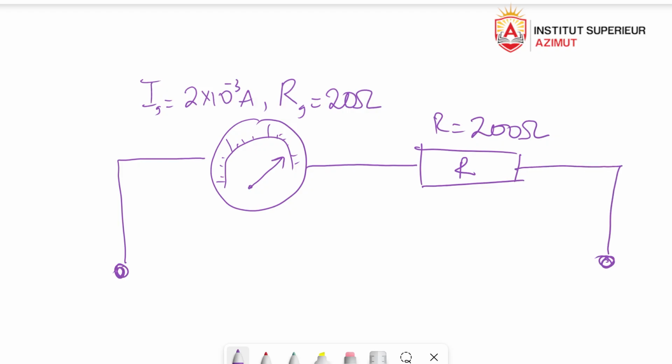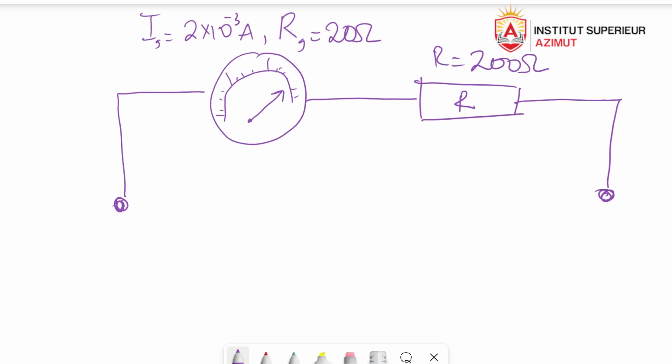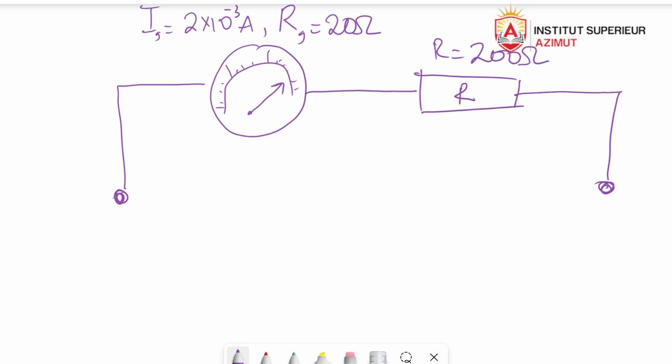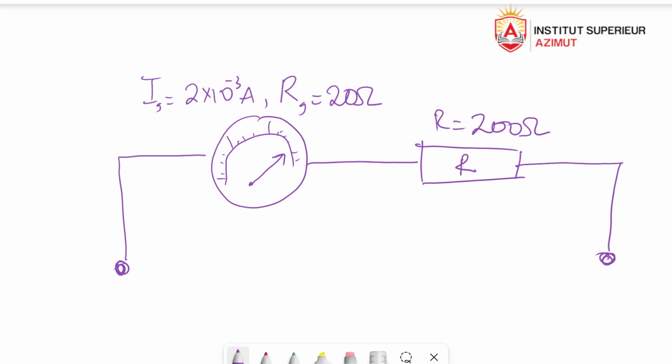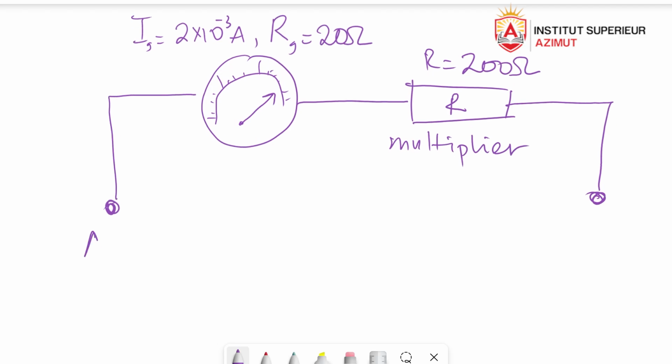There are two questions actually. So what is the use of such a setup? So this setup is used to convert a galvanometer into a voltmeter, and this resistor here is called a multiplier. Now, what the question is asking us to do is to determine the maximum potential difference from A to B. So you just have to sum.